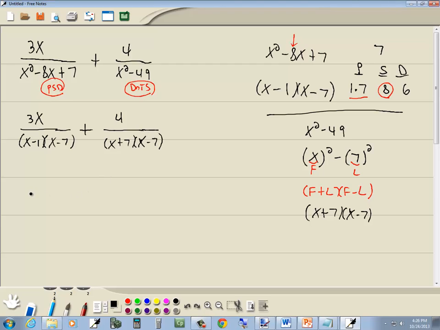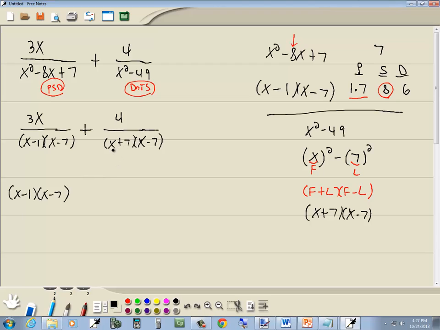Okay, next step, figure out your LCD. We'll start with our first factor, the x minus 1. Now I'm looking for the greatest number of x minus 1s in a single denominator. There's 1 here, there's none here. So the greatest number of x minus 1s in a single denominator is 1. Then I go to my next factor, the x minus 7. I'm looking for the greatest number of x minus 7s in a single denominator, not counting how many there are in total. There's 1 here, there's 1 here. So the greatest number of x minus 7s in a single denominator is 1.